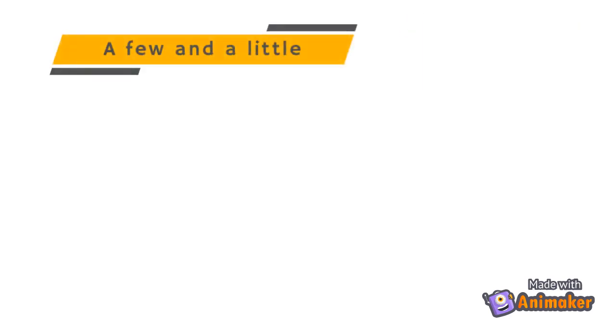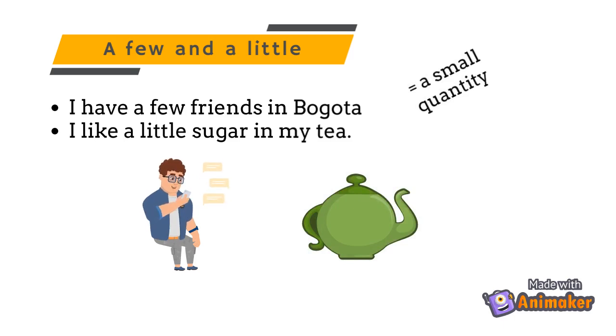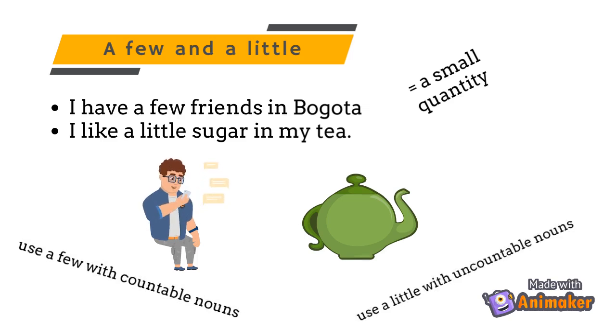Now let's look at a few and a little. Read and listen to these two sentences. I have a few friends in Bogota. I like a little sugar in my tea. In both cases, we're talking about a small quantity of the nouns friends and sugar. However, we can only use the phrase a few with countable nouns like friends, and the phrase a little with uncountable nouns like sugar.